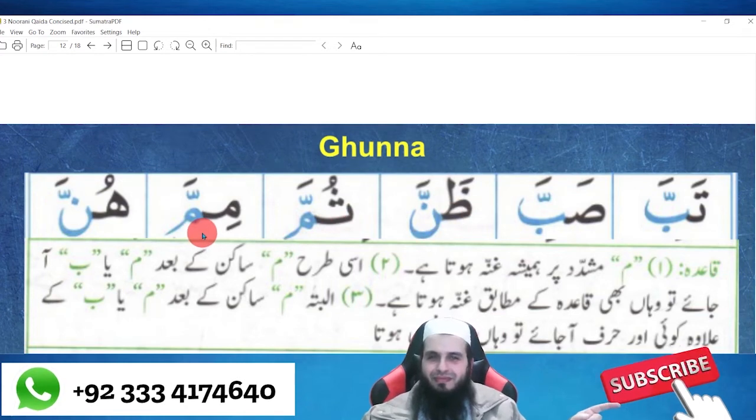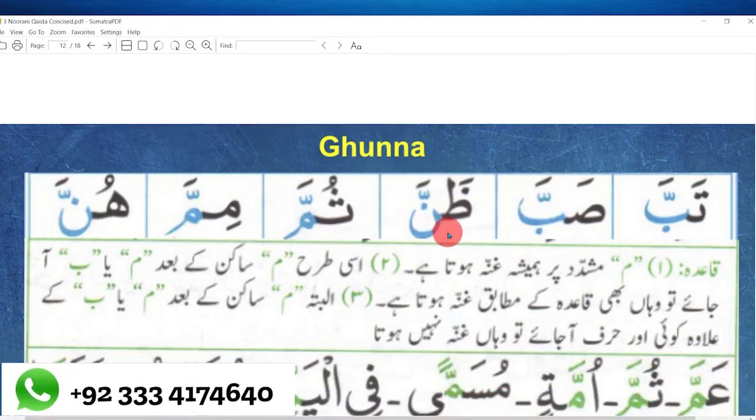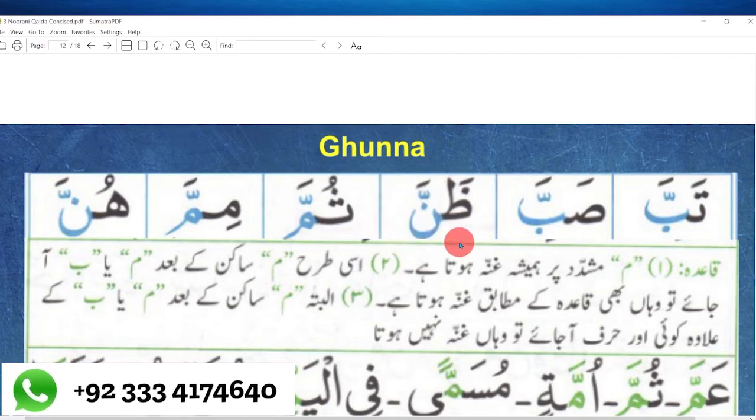thumma, mimma, hunna. If we stop on a letter which has gunna on it, for example, we stop on this noon. The last letter of this word is noon, which has a tashdid, and we are stopping here. Still in stopping mode, the gunna will remain. So it will be dhan. We will not read zabar, but despite this fact, we will still apply gunna here in stopping mode also. So dhan, thum, etc.